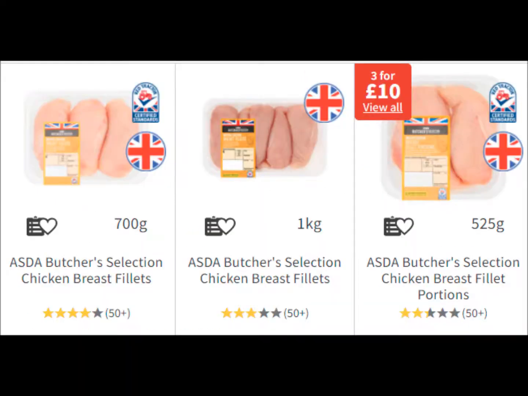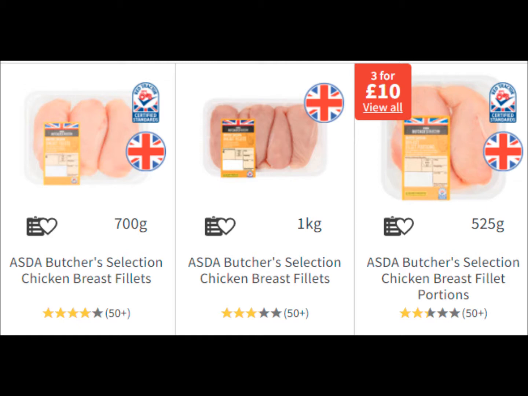This one is chicken. We've got some chicken breasts here. So we've got a 2 pack, the middle one is a 5 pack, and then we've got a 3 pack at the end. Which one's going to be the better buy, the best option? So the 2 pack costs £1.60. The 3 pack costs £2.25 and the 5 pack costs £4.25.